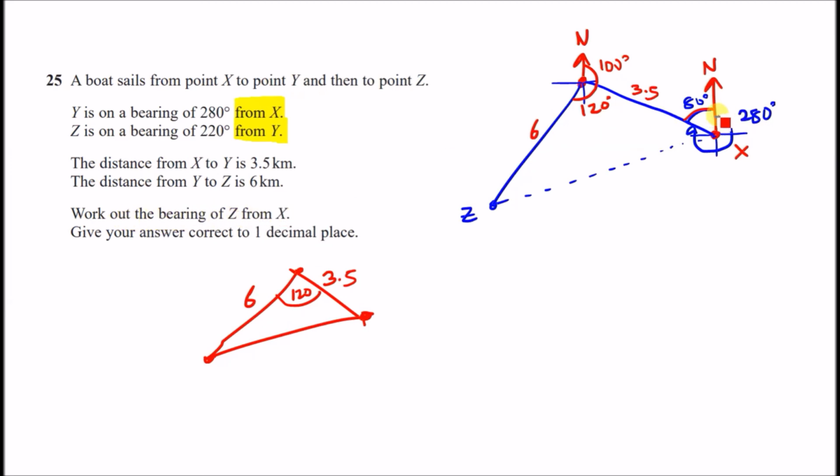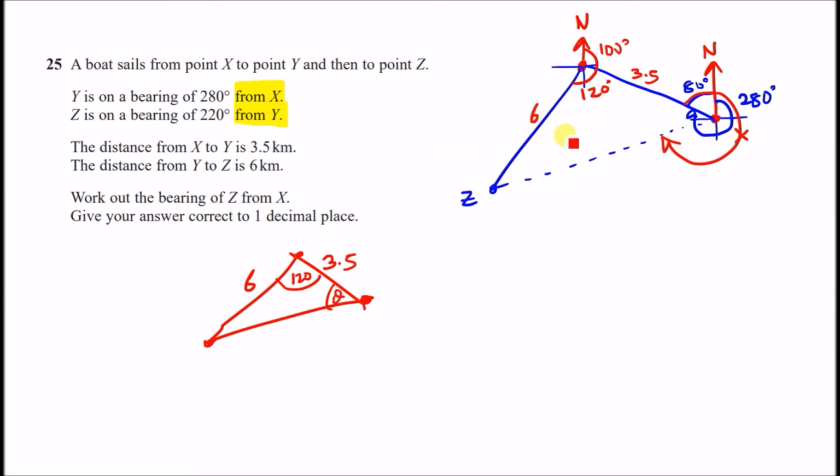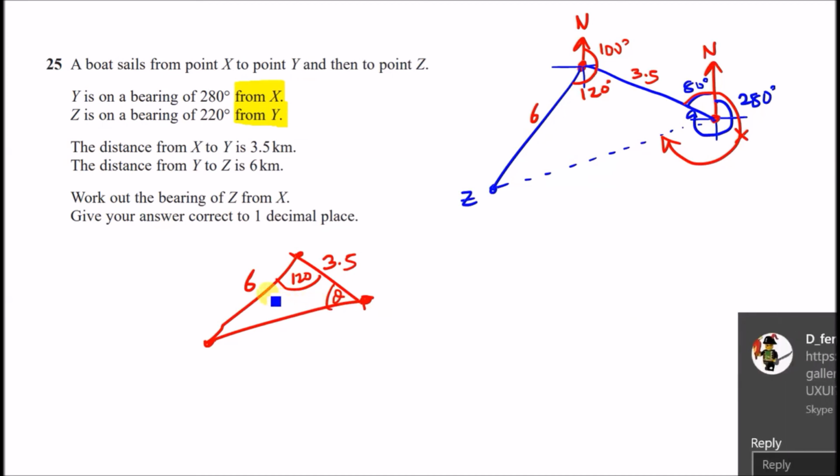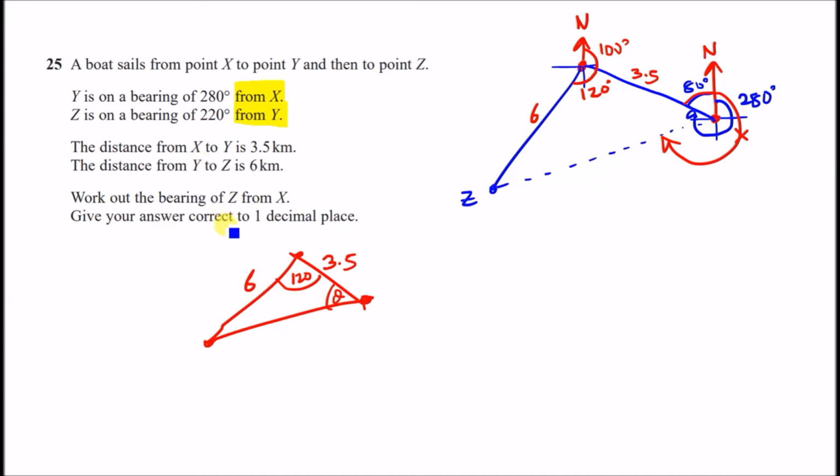So we need to go from x and see how long it gets to angle to this line connecting to z. So we're going to find this part. The only way to find it is to work out this unknown angle here first. Let's call this one theta, yeah? At this stage, all we have to do is pick either the sine or cosine rule. Unfortunately, with what we've got so far, we can't work out theta, because to use a sine rule, we need a matching pair of angle and length. We've got 6 and theta, but we don't have 120, and we don't have 3.5 with another angle.